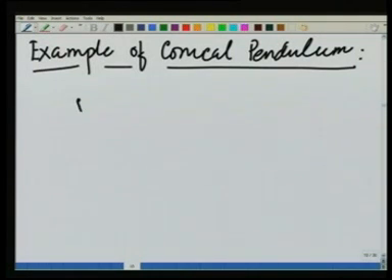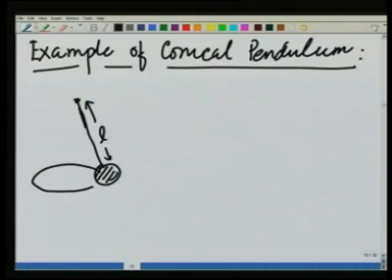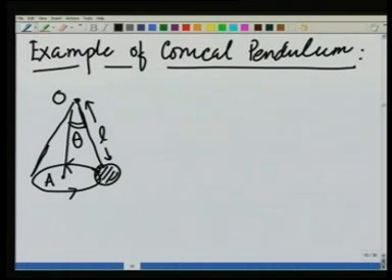A conical pendulum is nothing but a regular pendulum with a rigid massless rod of length L, pivoted at a point here, but instead of moving in a plane, the bob goes in a circle. It is going around in a circle, and this rod makes, say, the angle theta with the vertical. Let me call this point the pivot point O, and let the point where this vertical line meets the plane in which the circle is made be called A.